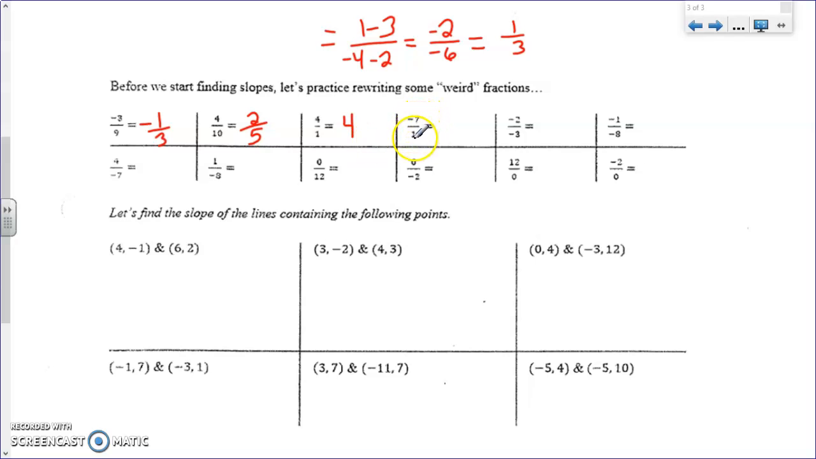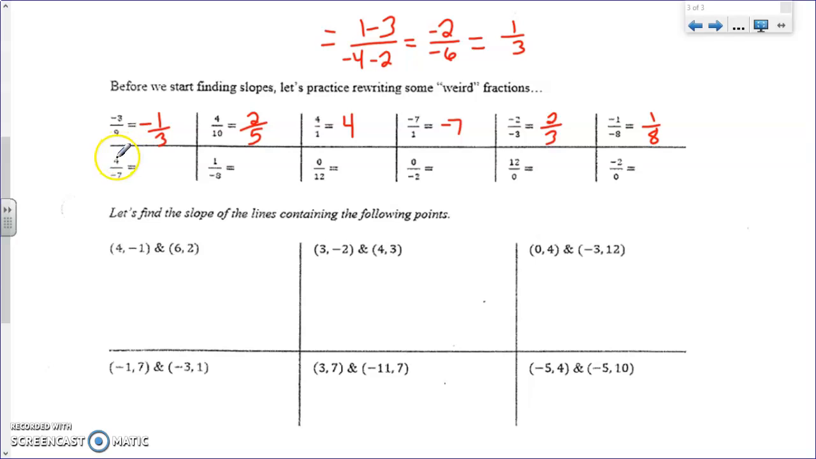Negative 7 divided by 1 is negative 7. Okay, if I have a negative and a negative, what does that make? Positive. And then 2/3, there's nothing else that will go into 2 or 3. So that's just simplifying the two negatives. Okay, negative 1 and negative 8 makes a positive 1 over 8. It's not 8 divided by 1. So don't get those mixed up.